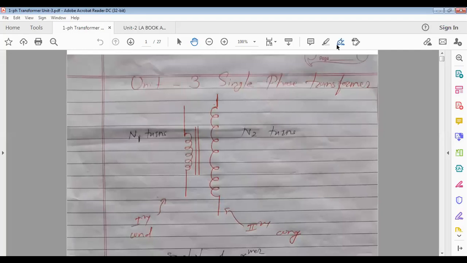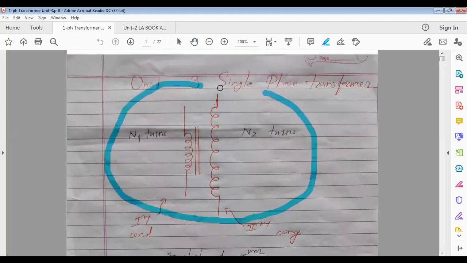Okay, so transformer, third unit, single phase transformer is there in your syllabus. So here, see, this is called the symbol of a transformer. Whenever you want to represent a transformer in an electric and electronic circuit, this is the symbol used.